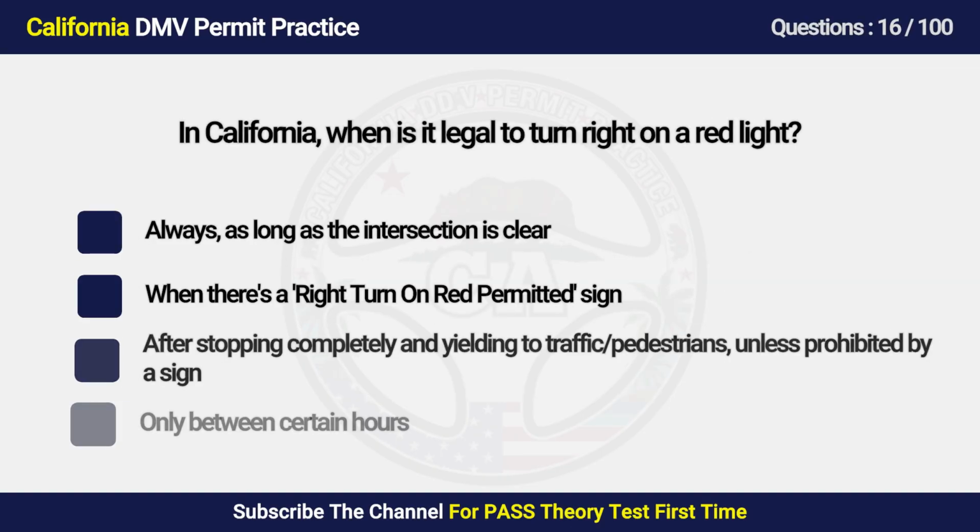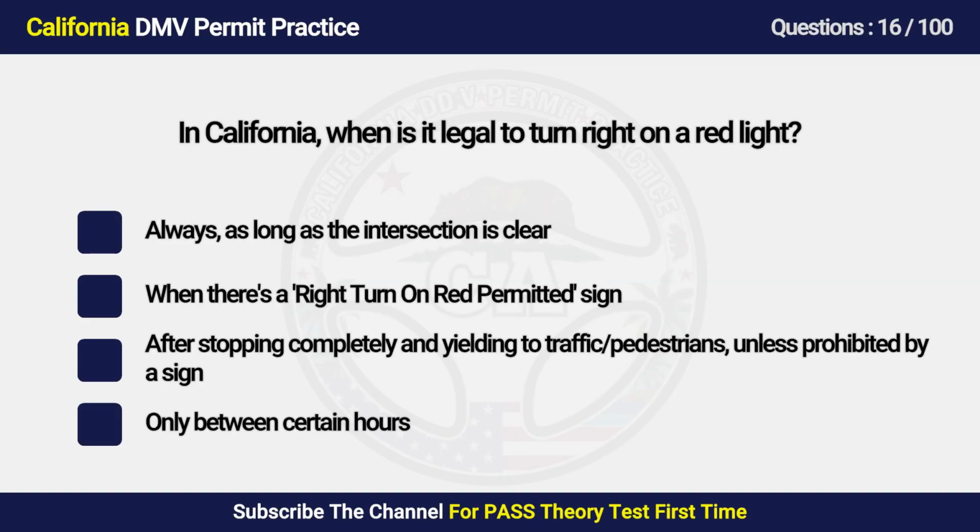Question 16. In California, when is it legal to turn right on a red light? A. Always, as long as the intersection is clear. B. When there's a right turn on red permitted sign. C. After stopping completely and yielding, unless prohibited by a sign. D. Only between certain hours.